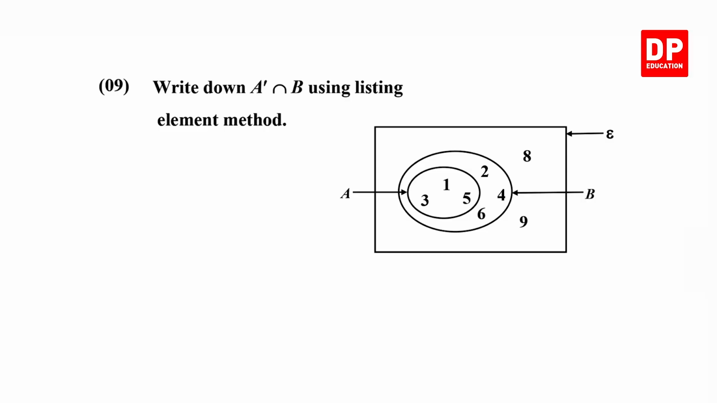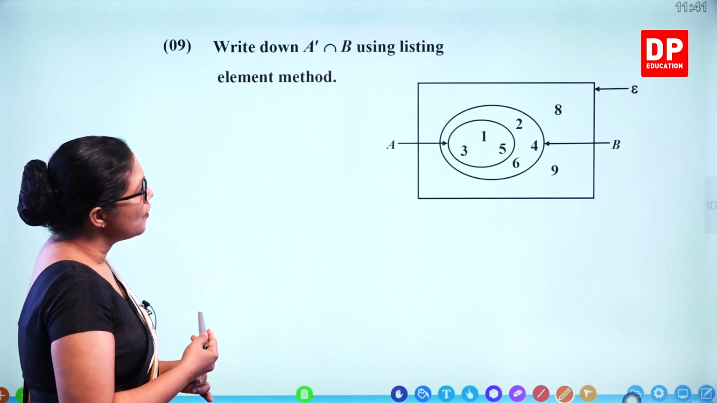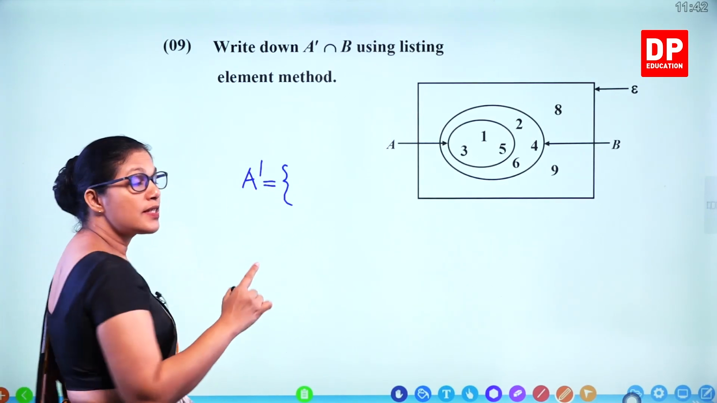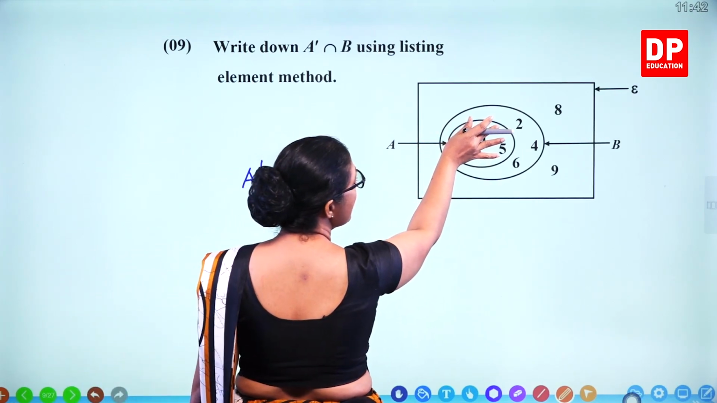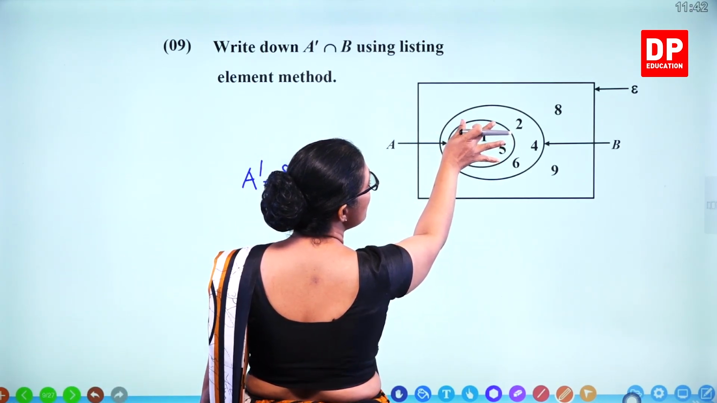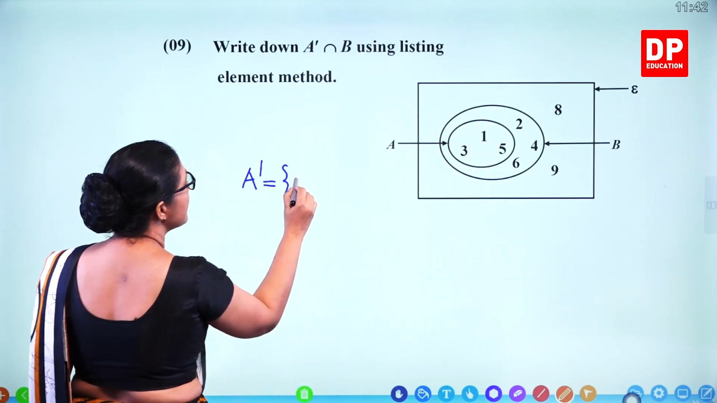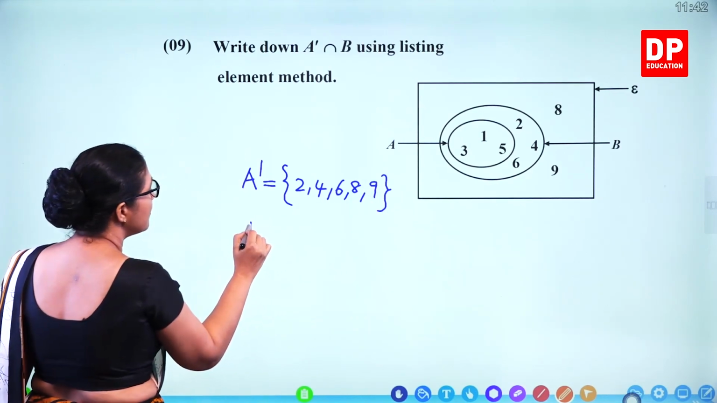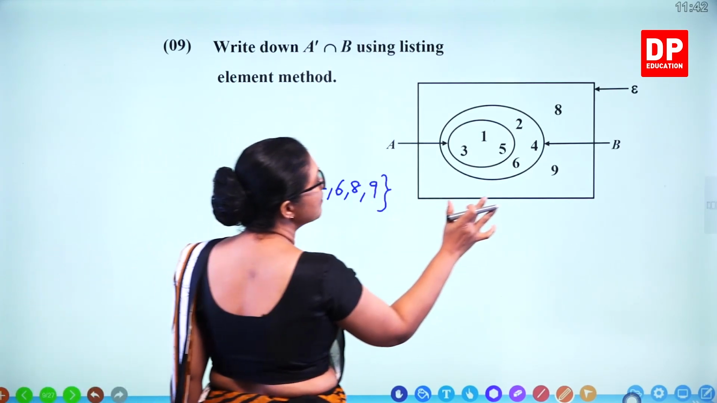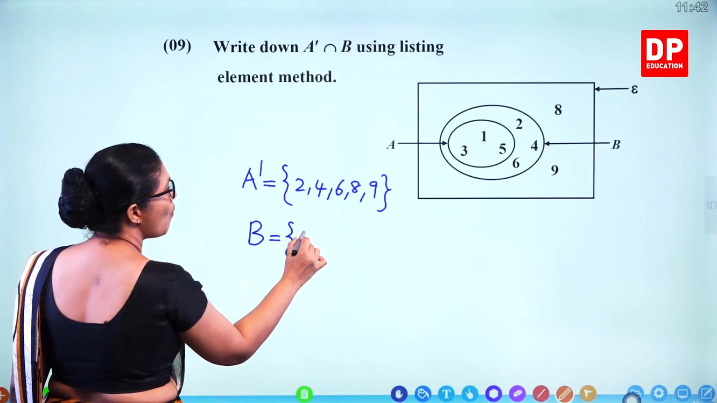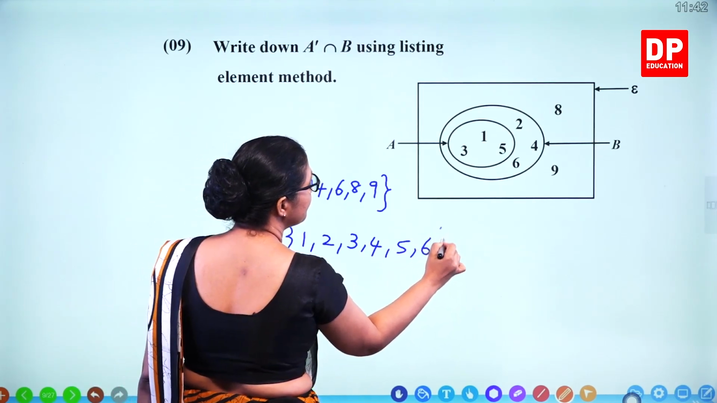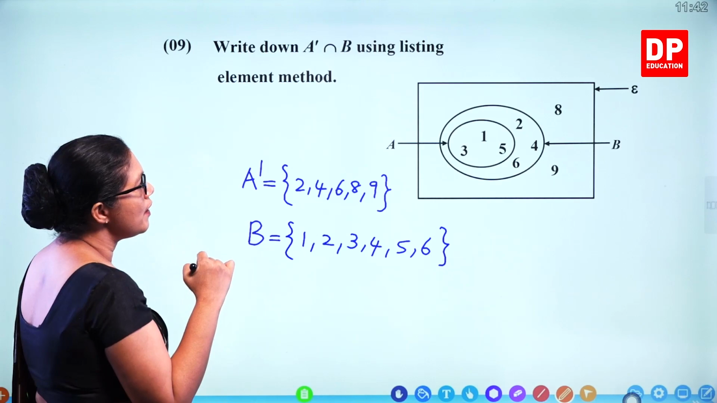Question number 9. Write down A dash intersection B using listing element method. So A dash. First we'll write what are the elements in A dash. Outside A, close circle A, you get 2, 4, 6, 8, 9. What are the elements in B? Everything inside B: 1, 2, 3, 4, 5, 6.